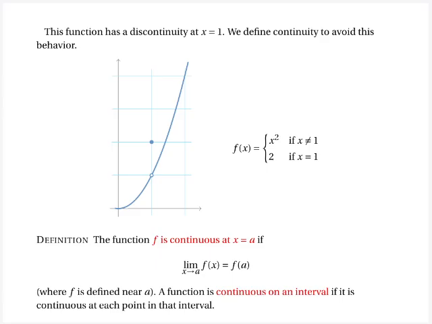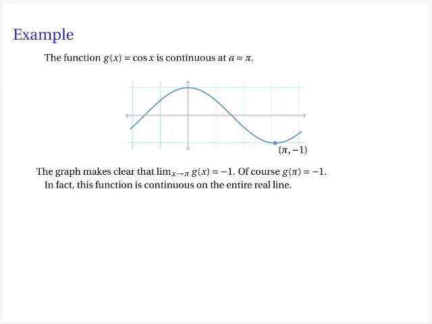The function is continuous at x equals a if the limit as x goes to a of f of x is f of a. Spots that are near to a, so let's say a minus 0.1, a minus 0.01, a minus 0.001, have to give you outputs f of a minus 0.1, f of a minus 0.01, f of a minus 0.001, which have to be values that are near to f of a, where f is defined near a. The function is continuous on an interval if it's continuous at each point in that interval. So this is pretty much an exact translation of your physical intuition.